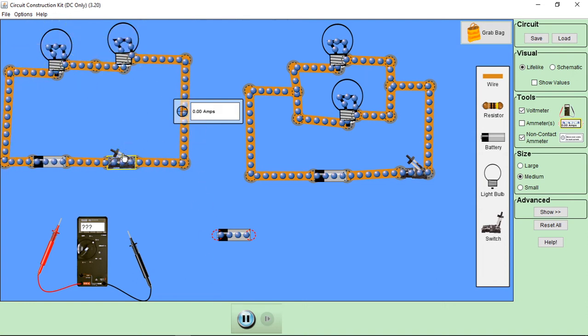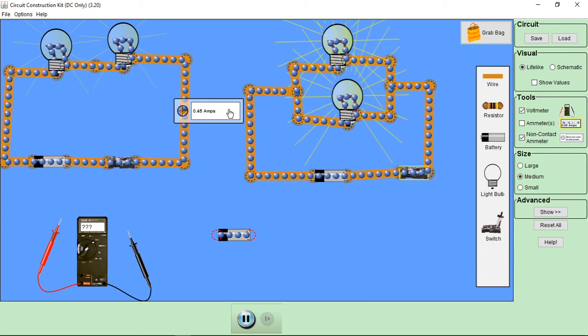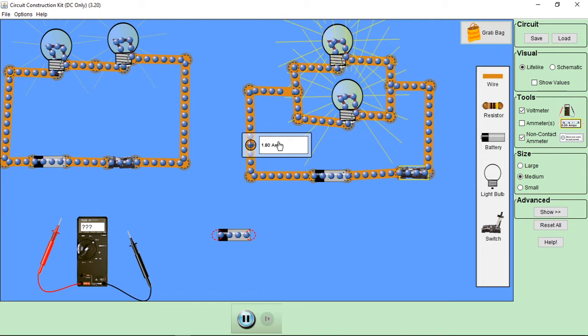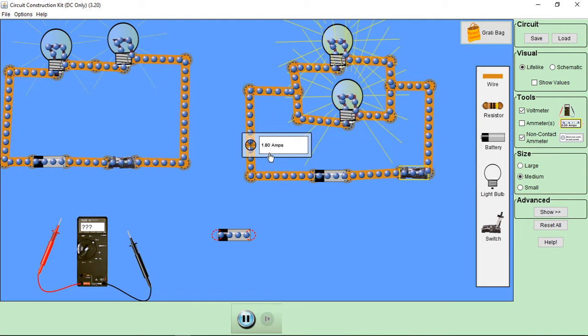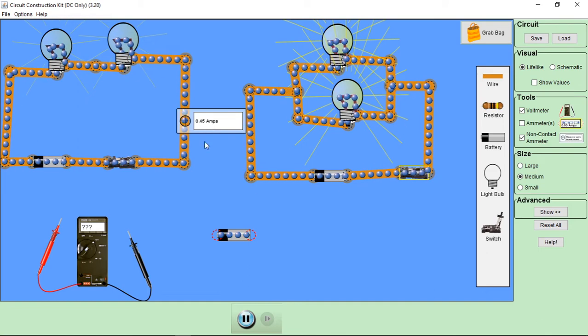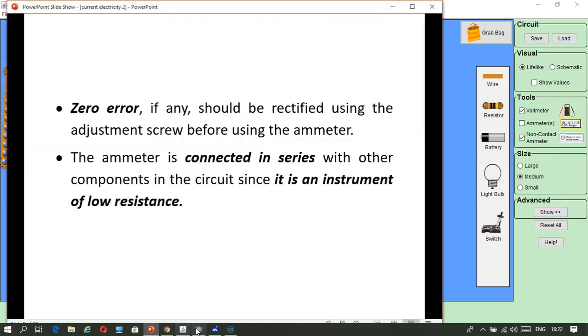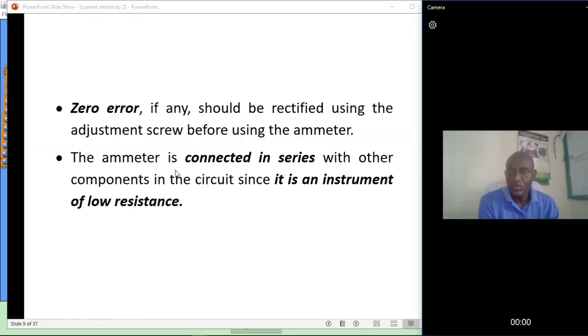So it records. What is the current recording here? Let me just close the switch. What is the reading here? The reading is 0.45 amperes. Let us also connect the second circuit. You can also measure here 1.80. This is 0.45. You have seen that. Always know that the ammeter is connected in series.